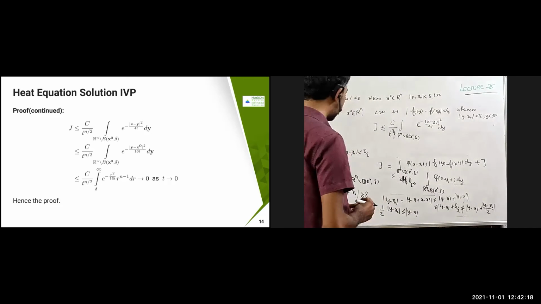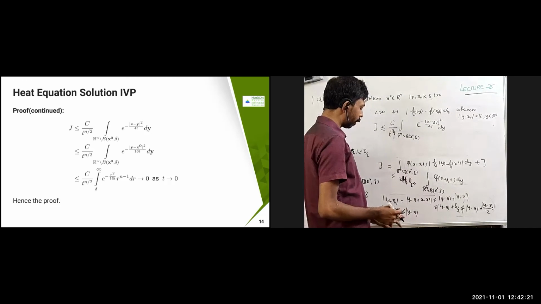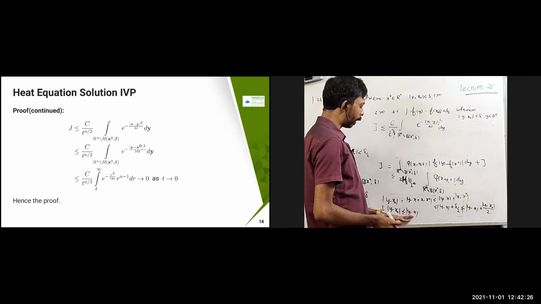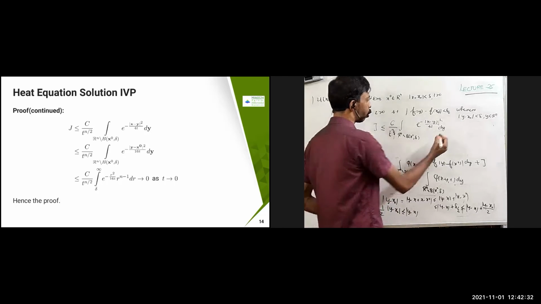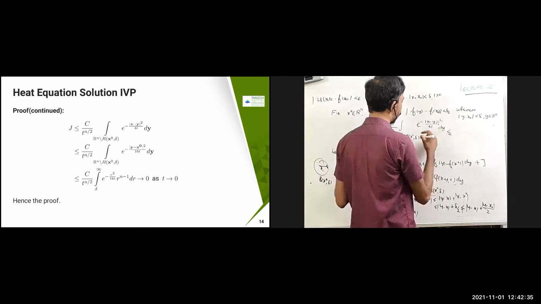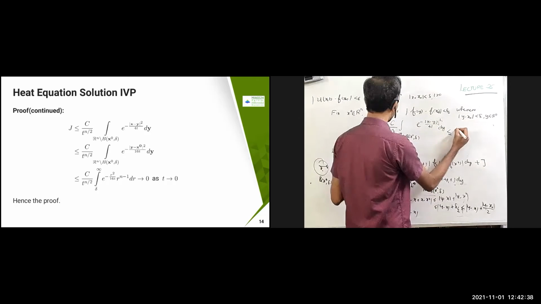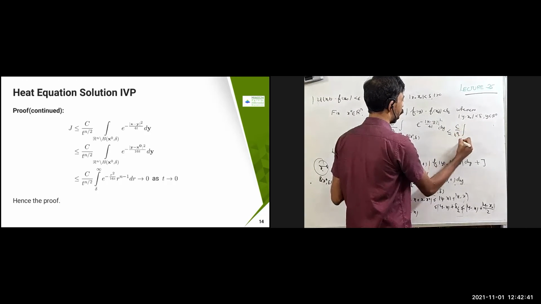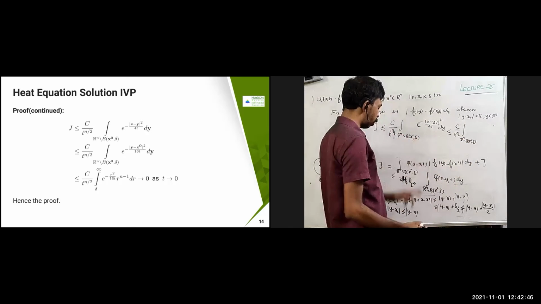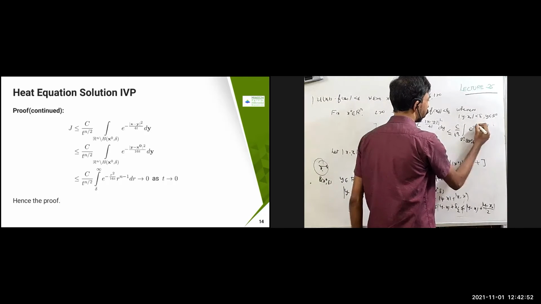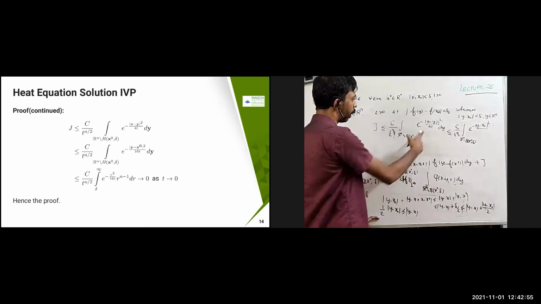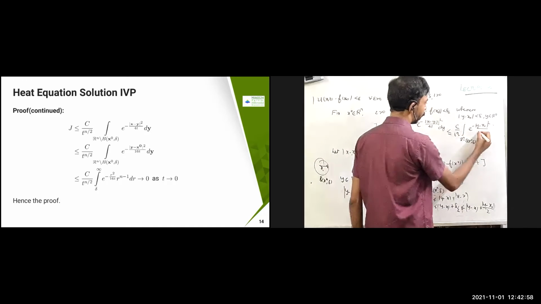Okay, so we know that we have proved that mod y minus x is greater than or equal to half of mod y minus x0. So if I apply that here with the minus sign, this inequality is going to be reversed. In that case, this is going to be less than or equal to the same thing, c times t to the power n by 2, the integral over R^n minus B(x0, delta) of e to the power minus mod y minus x0 whole square, there is a 2 here and a 4 here, so 2 square is going to come, therefore it becomes 16t.